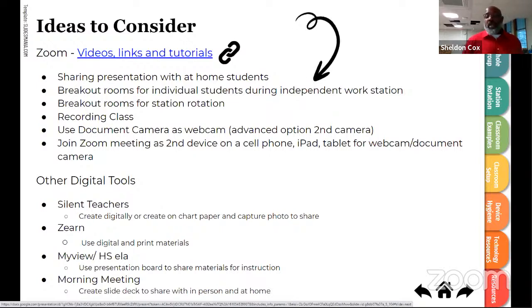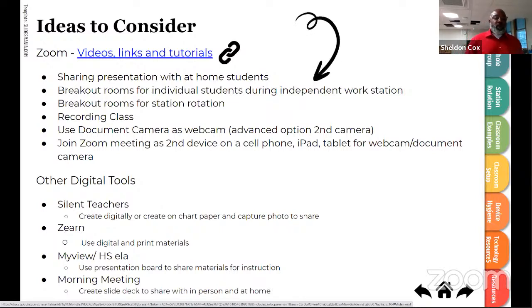Using a document camera, as you said before, as a second camera is a great tool. You can also, of course, get another webcam, but using a document camera that's dedicated in your room, just make sure to call the help desk if you need any software installed and they can help you with that process. And then joining the Zoom as a second device, like I mentioned before, which would be using your cell phone, your district laptop, or another device.